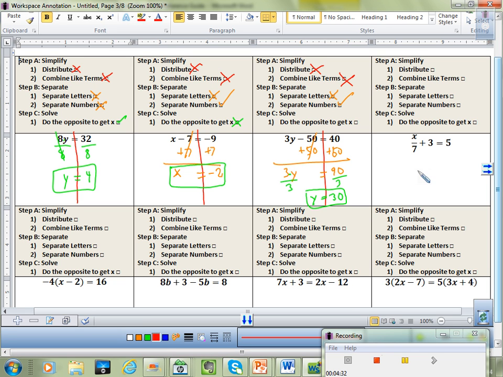Alright, this fourth one, people get confused a lot on, but it's the same process. Draw your balancing line.